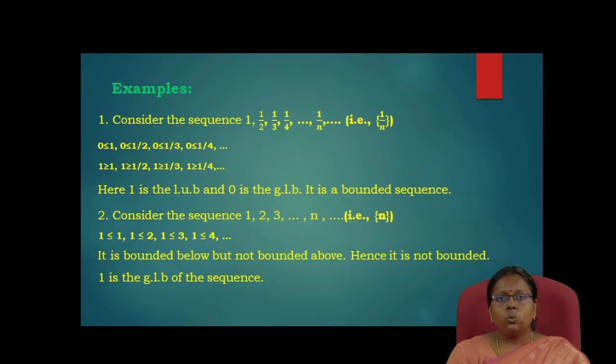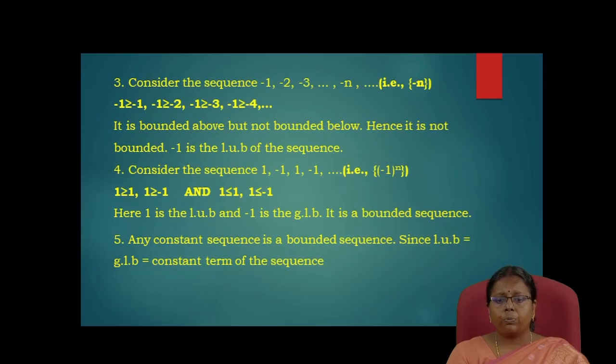Consider the sequence 1, 2, 3, and so on. Here every term is greater than or equal to 1, so it is bounded below and the GLB is 1. But we cannot find a real number k such that every term will be less than or equal to k. Hence it is not bounded above. It is bounded below but not bounded above, so it is not bounded, but it has a GLB which is 1.